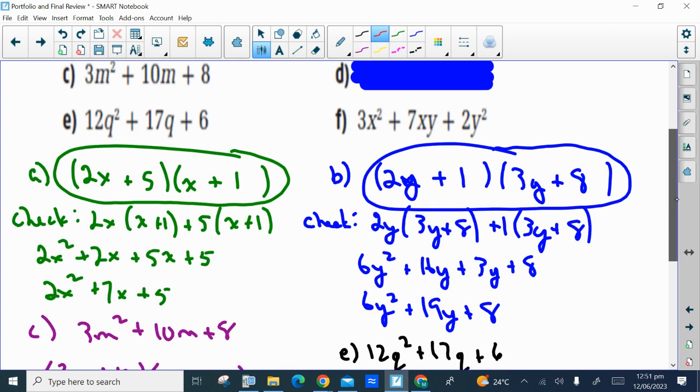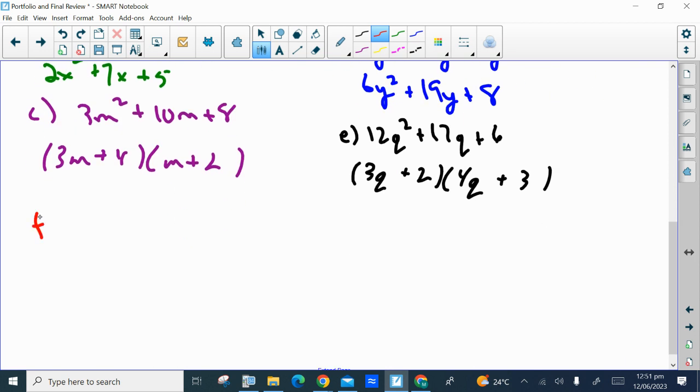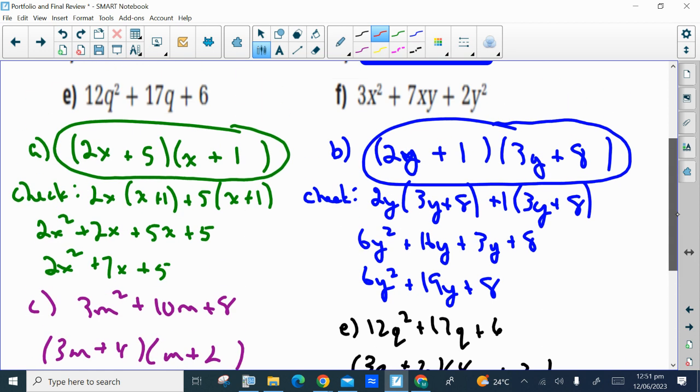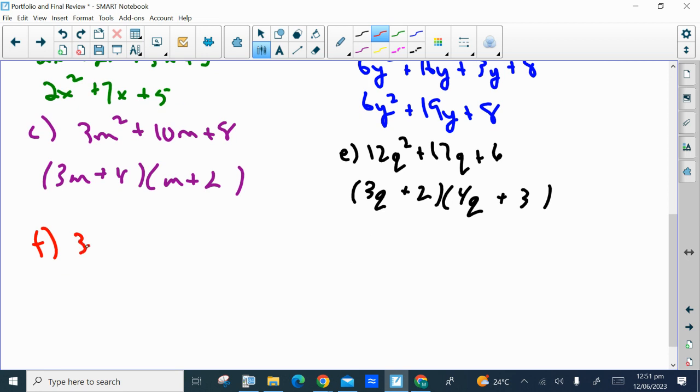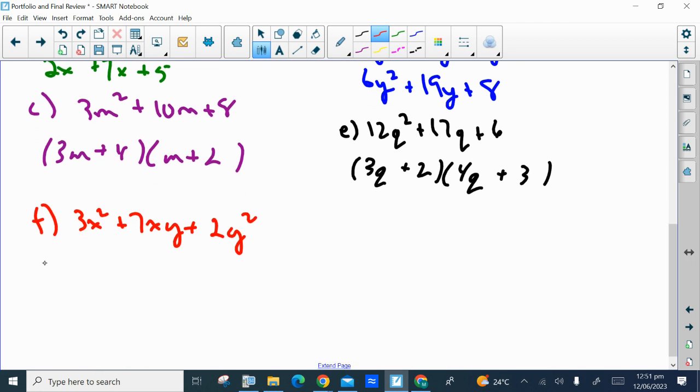So the next one is question F here. 3x squared plus 7xy plus 2y squared. All right? Front terms multiply to get 3x squared. So I'll try a 3x and an x. The last terms multiply to get 2y squared. So we know we have to have a y in each spot. And the only thing that multiplies to get 2 is 1 times 2 or 2 times 1.